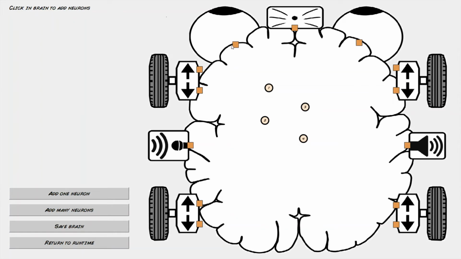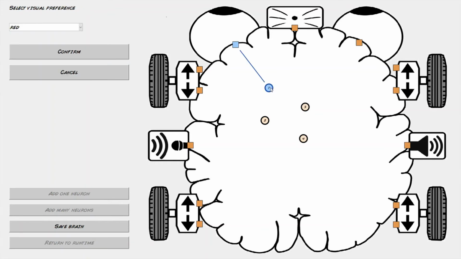I'm then going to add sensory input to these neurons. So if I want to make neuron 1 here respond to the color red appearing in the field of view, then I click first on this little orange rectangle next to the eye, and then on the neuron. And then that produces a drop-down menu here where I can pick from a few different visual categories or visual features that the robot detects. And then so if I wanted to detect red, I just hit confirm.